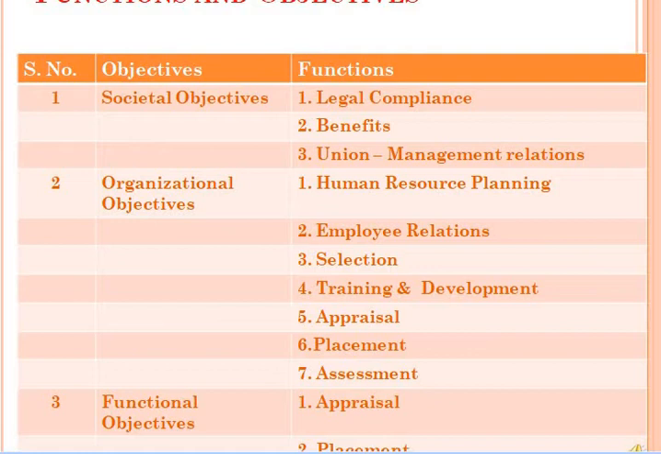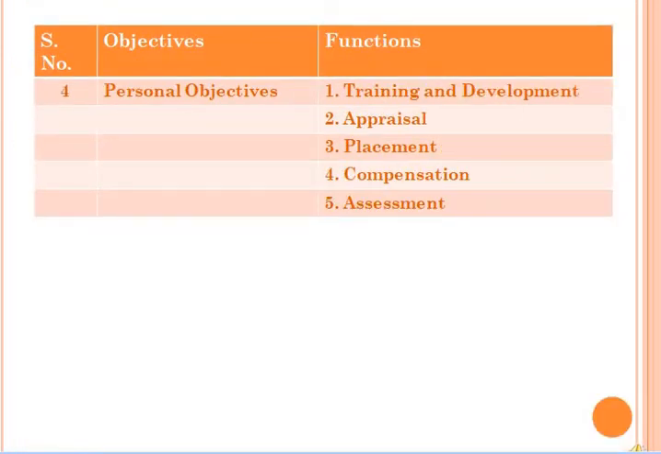Then comes the organizational objectives. Here the objectives will be related to human resource planning, employee relations, selection, training and development, appraisal, placement and assessment. All this we are going to study in detail in the next unit. Okay. Now next one is the functional objectives like appraisal and placement. Okay. Now the personal objectives, training and development, appraisal relating to job design and all those things we will see in detail, placement, compensation, assessment.